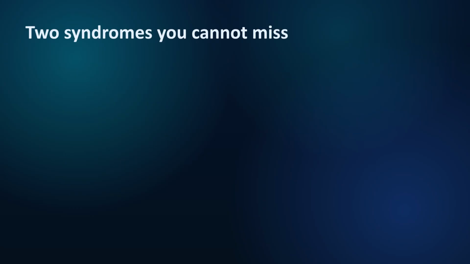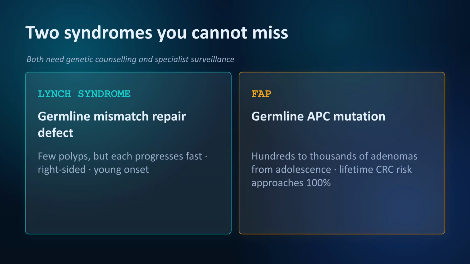Two syndromes deserve their own moment. Lynch syndrome comes from germline defects in the mismatch repair genes. Patients do not grow hundreds of polyps. They grow only a few. But each one progresses unusually fast, and the cancers tend to be right-sided and to appear at a young age. Lynch also carries risk beyond the colon. Endometrial cancer in particular. Familial adenomatous polyposis comes from a germline APC mutation, the same gatekeeper we discussed.